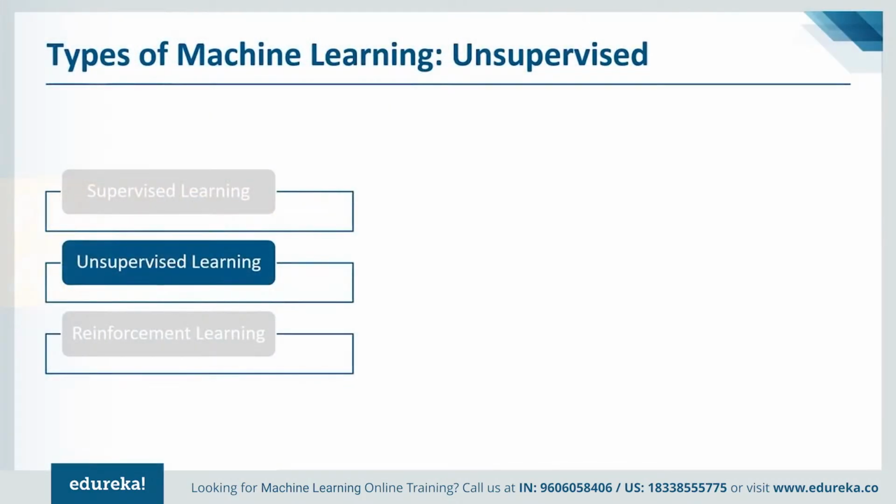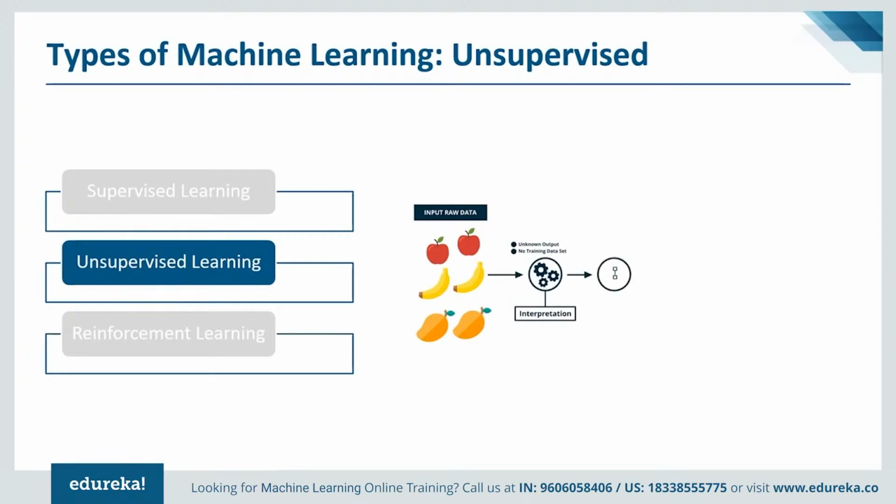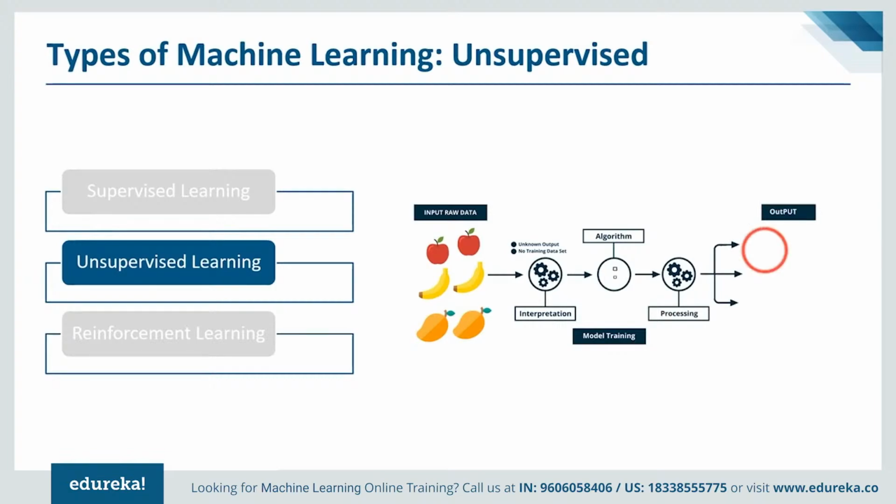Now let's move ahead and learn about the next category of machine learning, the unsupervised part. Mathematically, unsupervised learning is where you have input data x, but there are no corresponding output variables associated with it. The goal of unsupervised learning is to model the underlying structure or distribution in the data in order to learn more about the data.